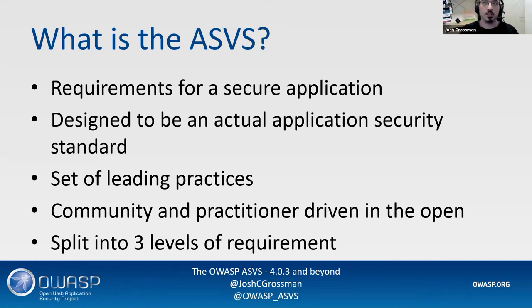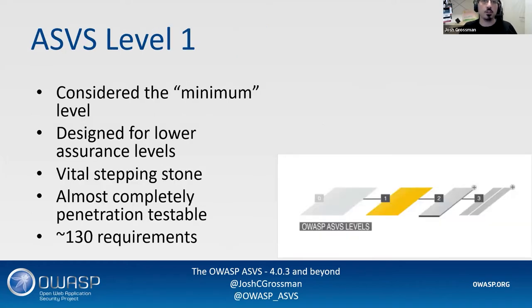To make it easier to apply, because being a standard and being comprehensive it's quite large, it's split into three different levels. So level one is what we consider to be the minimum level. This should be the minimum that a company, an application, has to comply with in order to be considered to have a minimum, acceptable level of security.